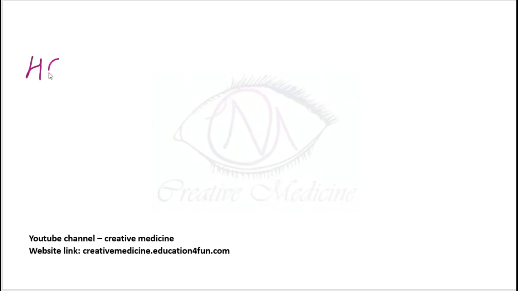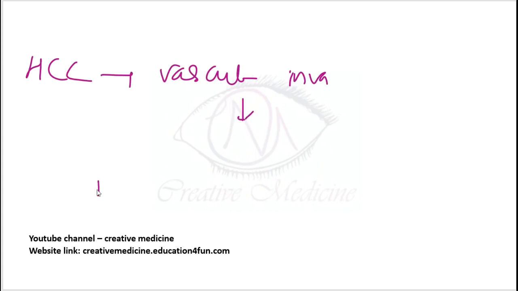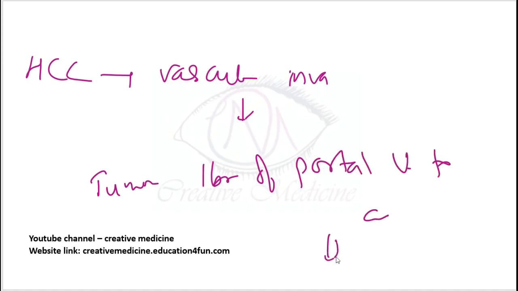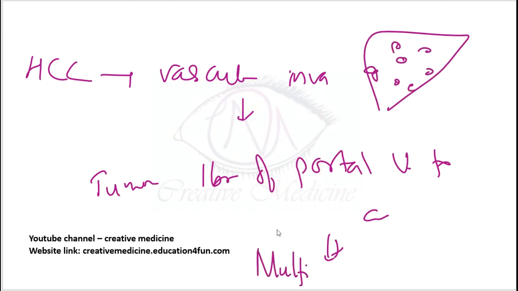And hepatocellular carcinoma has a propensity for vascular invasion, in which the tumor will invade from one branch of portal vein to another, and because of this, the tumor will develop all over the liver, causing multicentric and bilobar spread. This occurs because the tumor spreads from one lobe to another lobe through the portal veins.